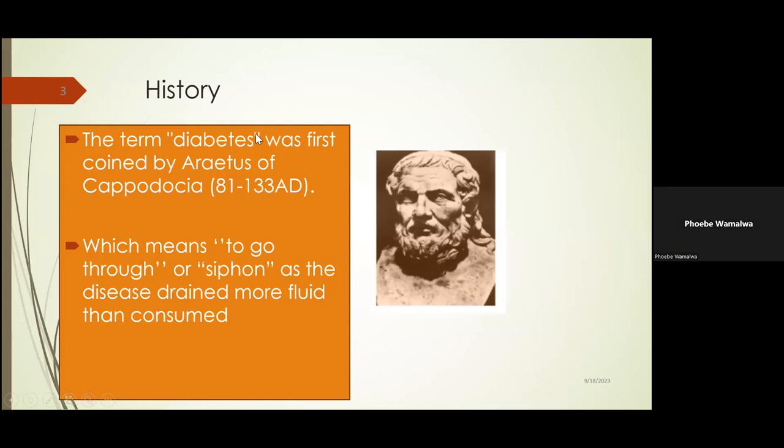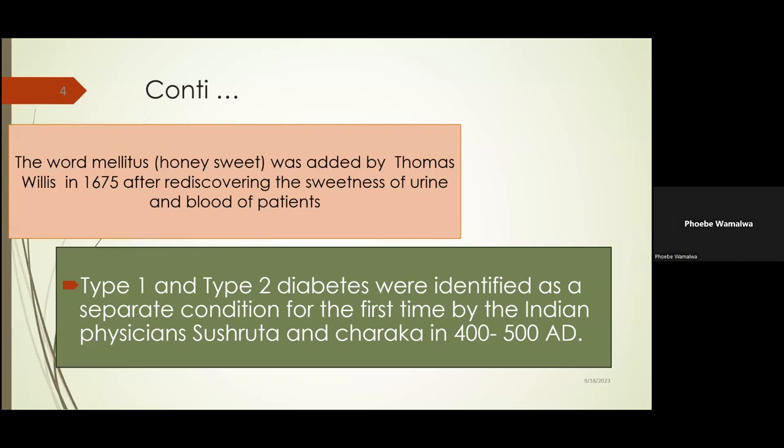So looking at the history of diabetes, the term diabetes was first coined by the gentleman by the name Aretaeus of Cappadocia in 81 to 133 AD. And it basically means to go through or siphon because the disease drains more fluid than consumed. And the word mellitus, which is a term that means honey sweet, was added by Thomas Willis in 1675 after discovering that there was sweetness of urine and blood of patients who were affected with diabetes. The two entities of diabetes, that is type 1 and type 2, were identified as a separate condition for the first time by Indian physicians in 400 to 500 AD.